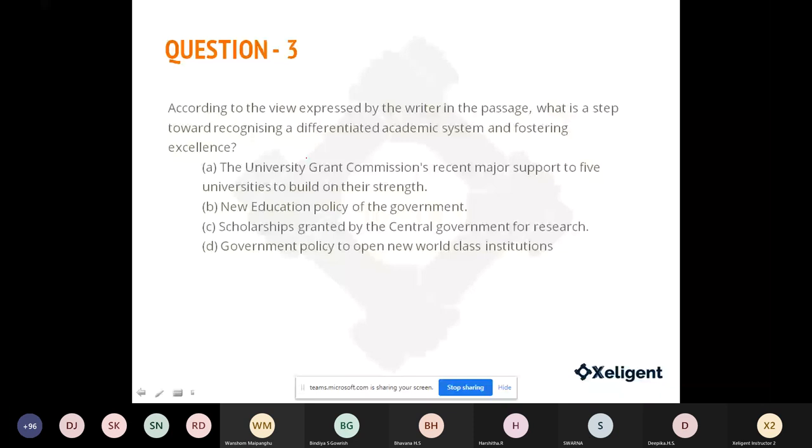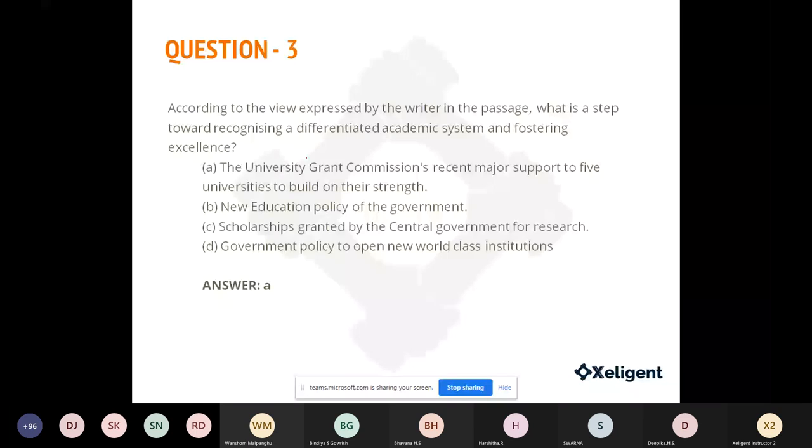Okay, so I'll give you the answer. We have only a few minutes left. Yes, option A, very good. Option A is correct. That is the University Grant Commission's recent major support to 5 universities to build on their strength.